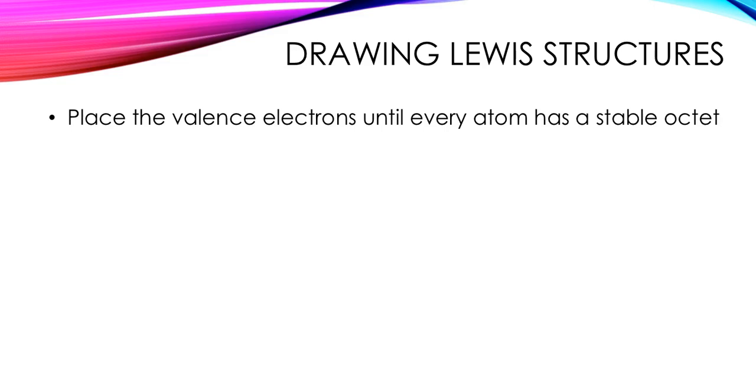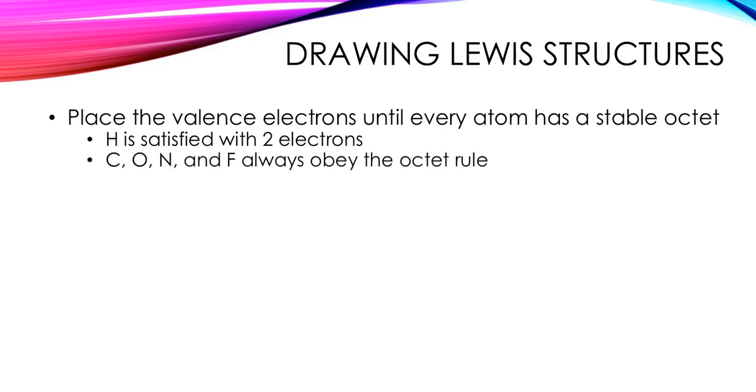Sometimes we have unshared electrons. You count those individually. But everyone's trying to have 8. That's what we mean by a stable octet. However, hydrogen's satisfied with 2. So we can talk about the octet rule, but hydrogen's got 2. And we can count on carbon, oxygen, nitrogen, and fluorine always obeying the octet rule. Other atoms, it kind of depends.